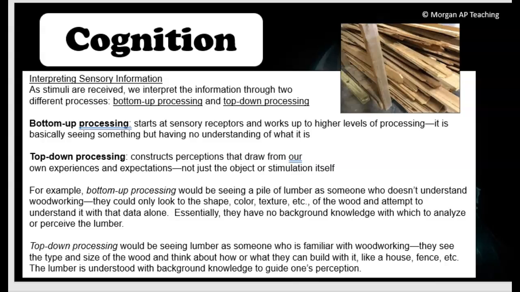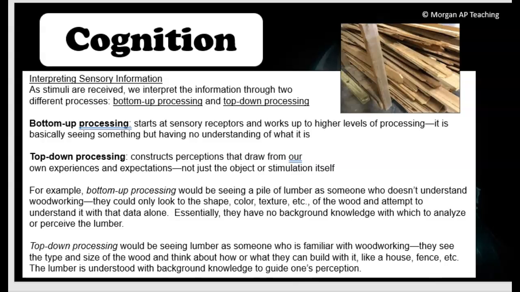So there is a picture on your page here of lumber. I see colors, I see shapes, I see corners. I couldn't tell you the type of wood that is, what it could possibly be used for. So bottom up processing: I don't have any background information about lumber, so all I could see is literally what I'm looking at. Then you have top down processing.